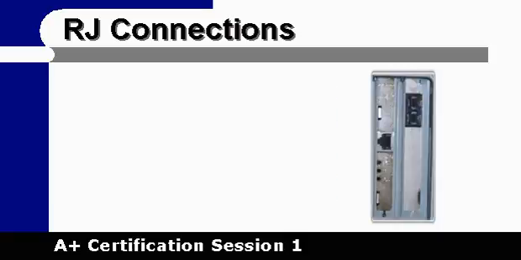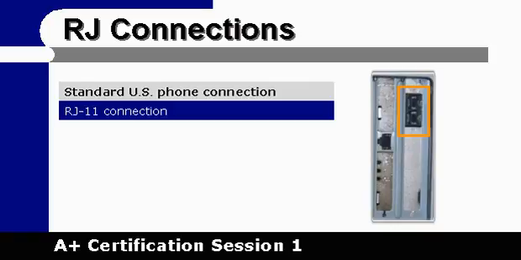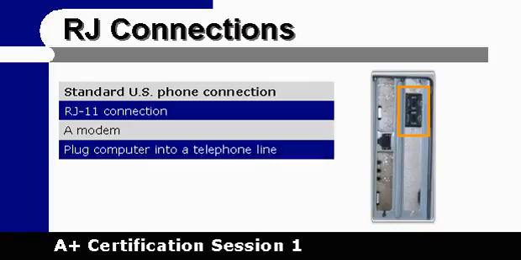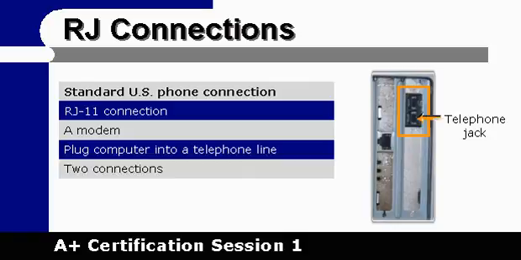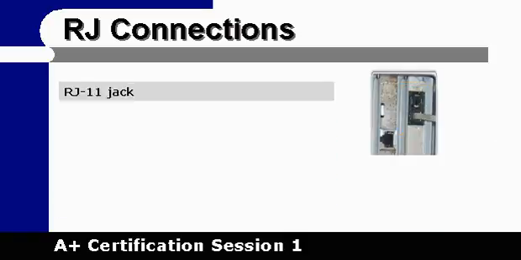Over here on the right, this is a standard United States phone connection called RJ11. This device that we're actually looking at here is a modem, modulator, demodulator. This is how you plug your computer into a telephone line. The reason it has two connections, this bottom one plugs directly into your telephone jack, and the top one is used for a telephone. That way, when you're not using the modem itself, you can still plug a regular telephone into this connection. You plug in an RJ11 jack.